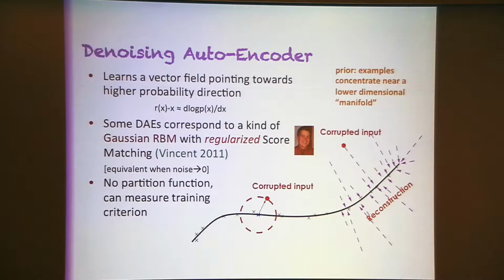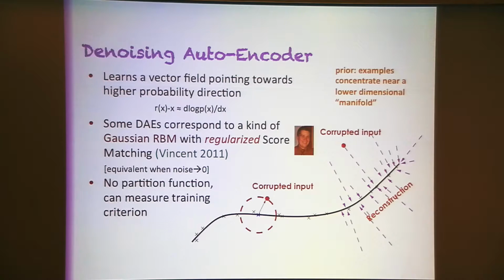So it's trying to map things to the manifold. Basically, it's learning a field pointing towards the high density regions. And that's what this means, right? It says the vector from reconstruction to input, reconstruction minus input, is in the direction of increasing density. And this P here is not the true density, it's the density estimated by the model. Now you're going to tell me, what is the P for these models?